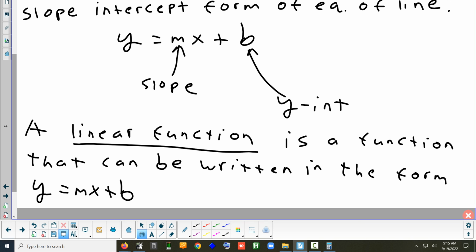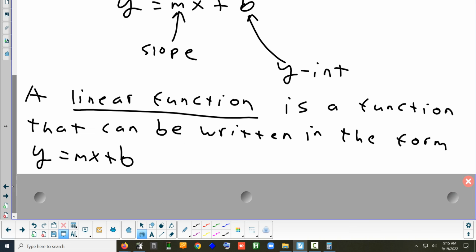And when you graph something that's in y equals mx plus b form, it looks like a straight line. It doesn't curve, it doesn't turn. It's perfectly straight. So we call this type of thing a linear function. In the last section, we were dealing with something a little more complicated. Those were quadratic functions. They had a U shape. This is a little simpler, a linear function.